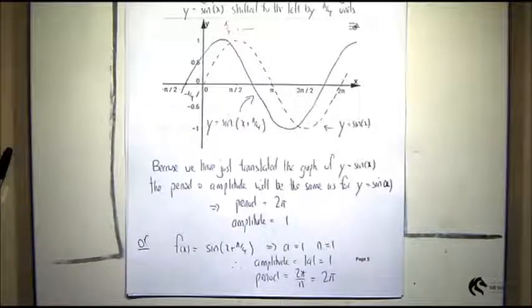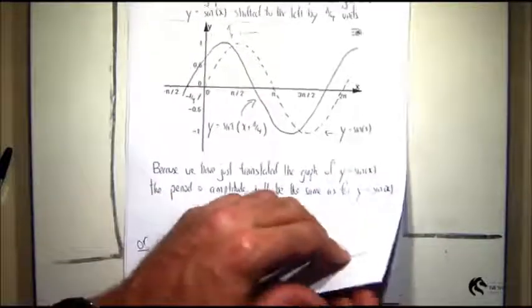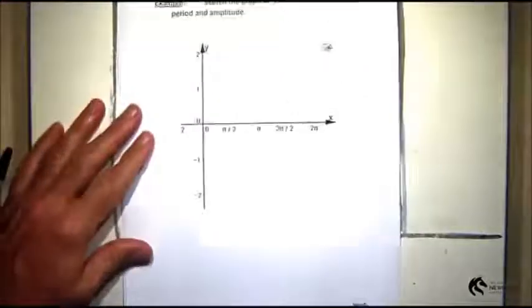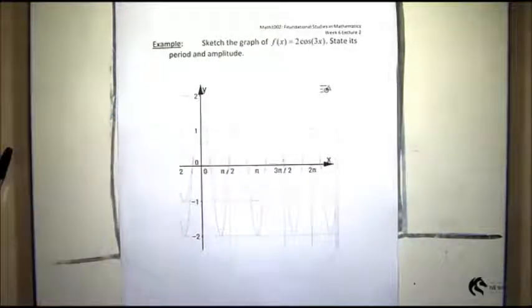Okay, let's move on to the next one. The next one says, sketch the graph of, there it is, 2 cos 3x. And we're going to start this time with the graph of cos x, so the dotted one sitting there. So that's going to be the base one, and we're going to work out the graph of 2 cos 3x, starting with that one. I'll just put that there for those that want to see that.